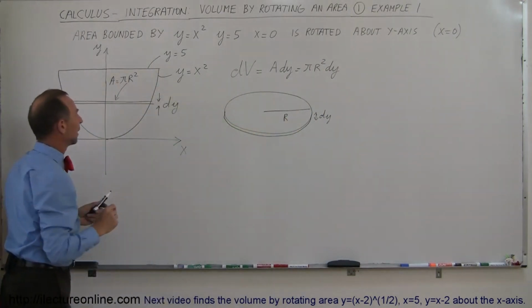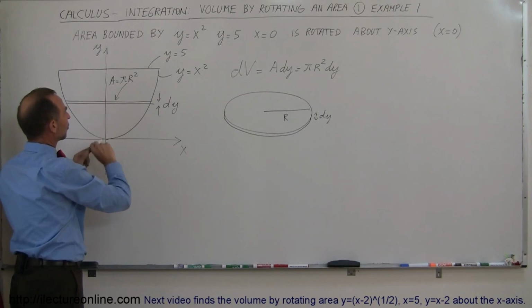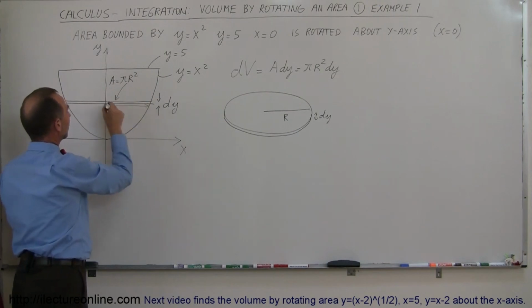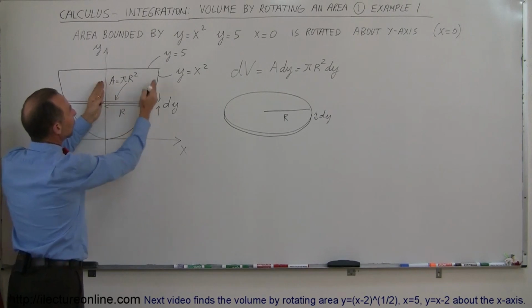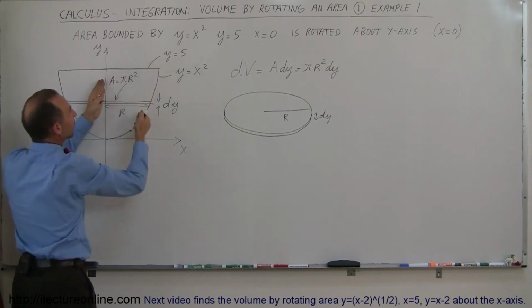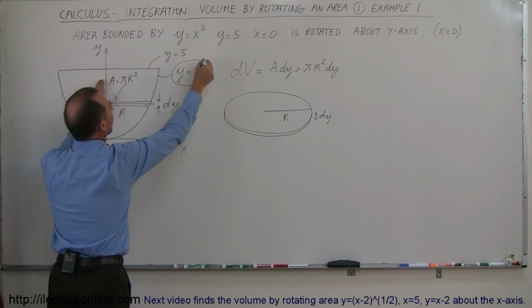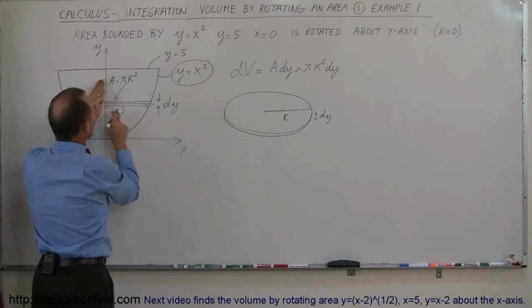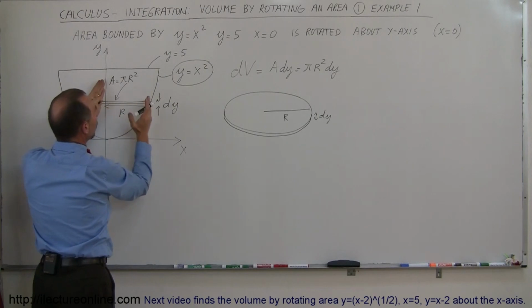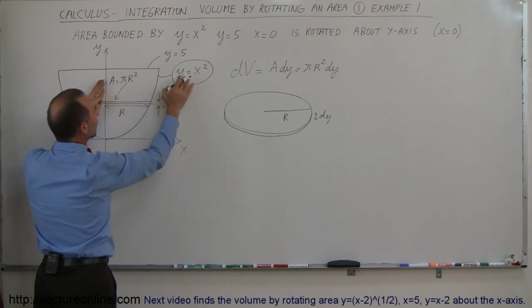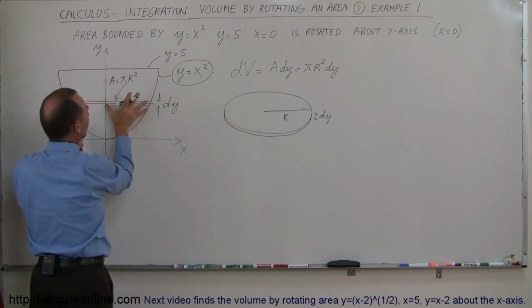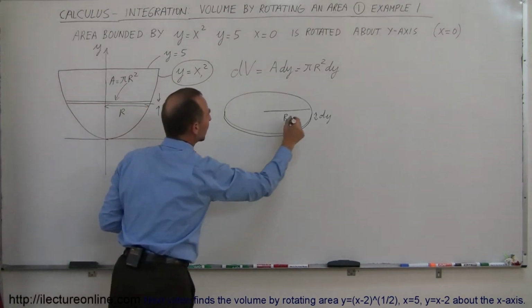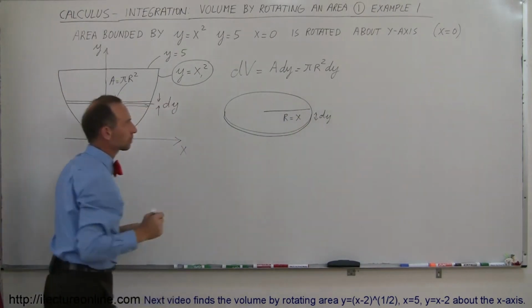The question now is, what is r equal to in terms of what I have drawn here? Notice r is simply this distance from there to there. That would be the distance from the y-axis to the outside of this curve right here, which is defined by y equals x squared. So r would be equal to the distance from 0 to x, call it x sub 1. This distance right here would be simply equal to x.